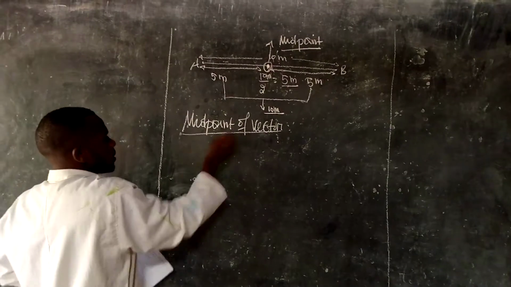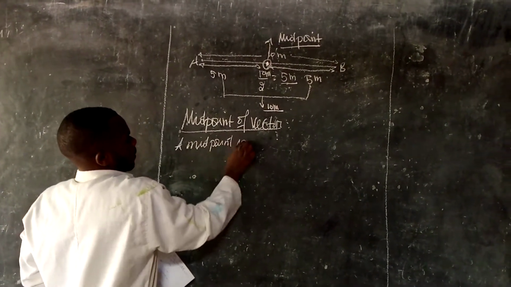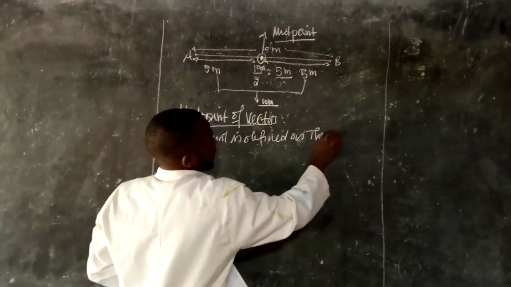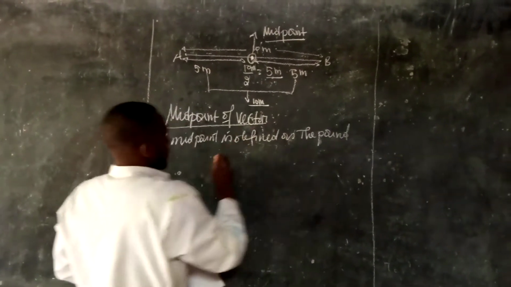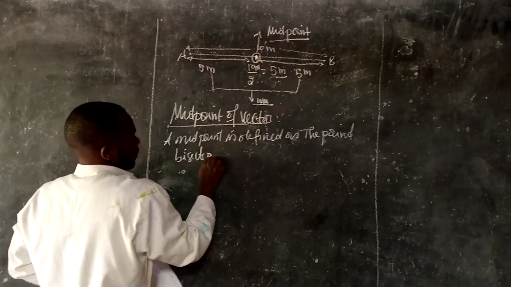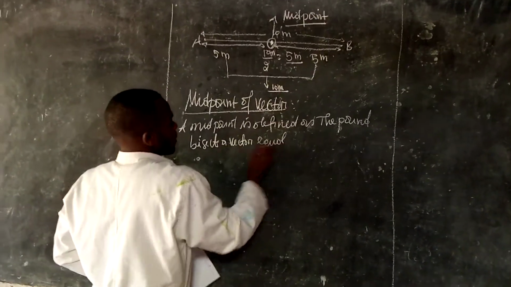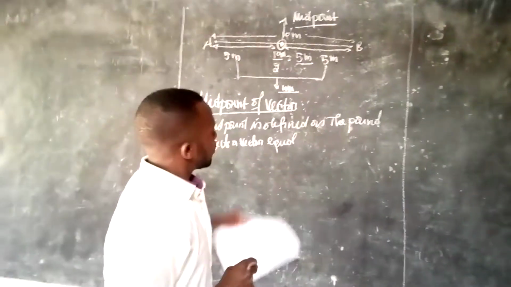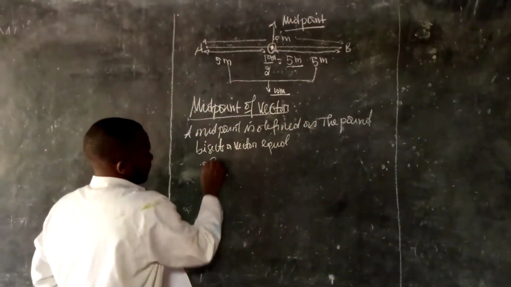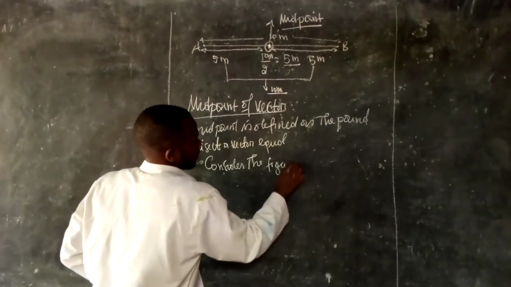Okay, so now a midpoint is defined as the point that bisects a vector equally. It means that it divides a vector into two equal parts. So now consider the figure below.